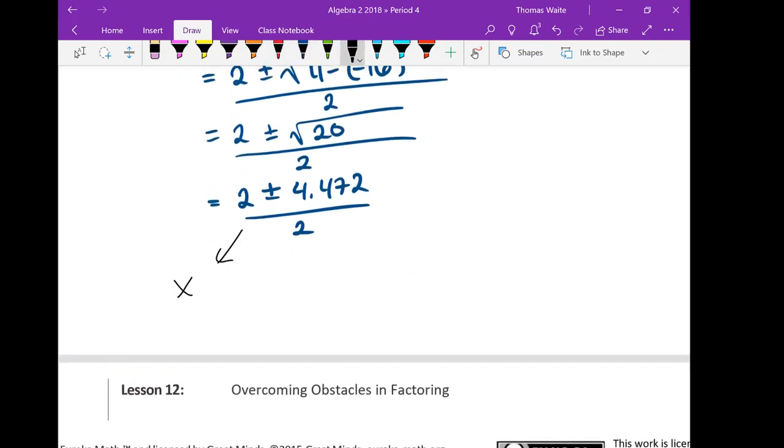Now we want to split up our two separate solutions. One possible value of x, if we add it on top, so this is our add solution, and one possibility where we subtracted. So if we added, the top would become 6.472 all over 2. And if we subtracted, we would get -2.472 all over 2.